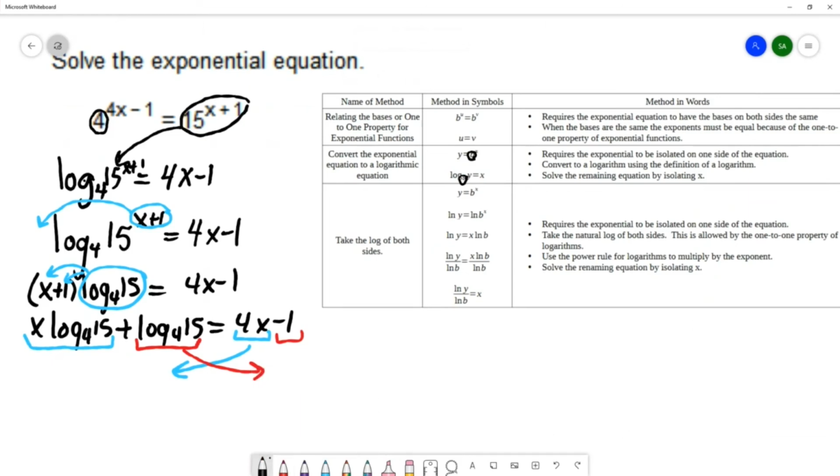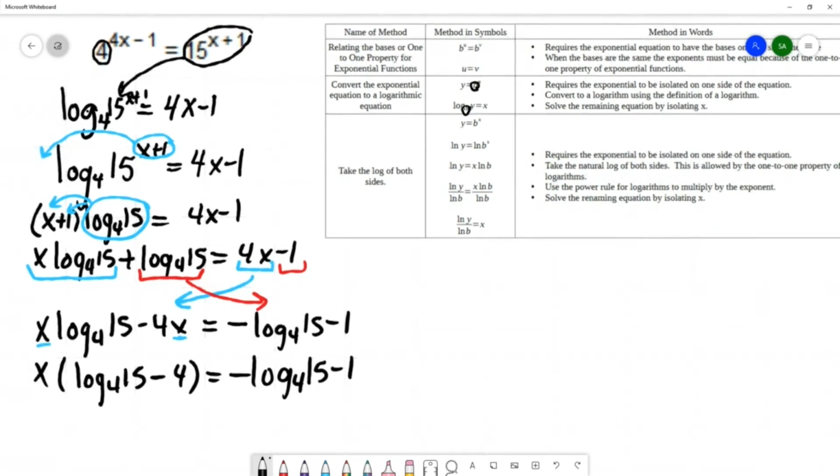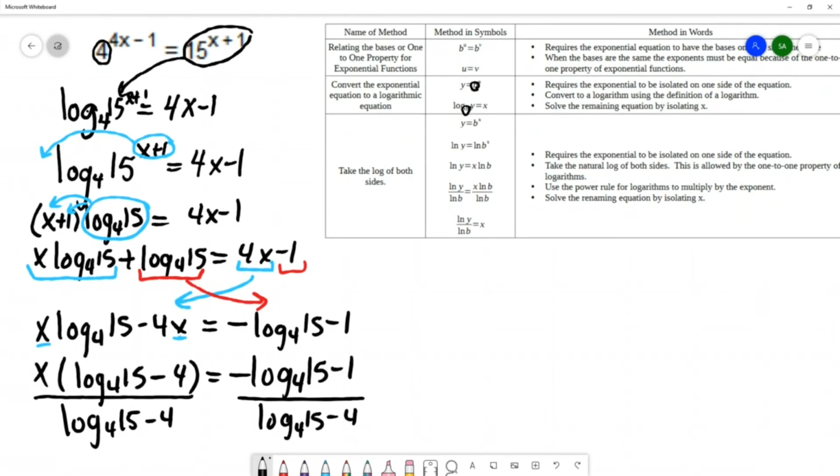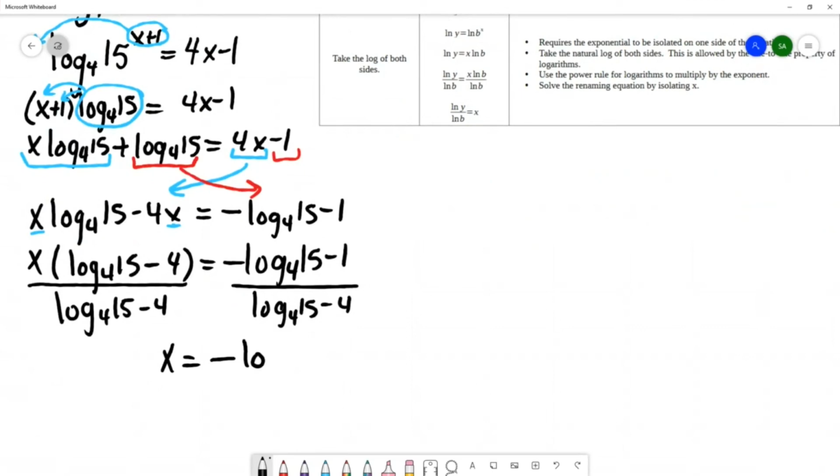So this would give the equation x log base 4 of 15 minus 4x equals negative log base 4 of 15 minus 1. I can now factor out the x that we have in common. That's x times log base 4 of 15 minus 4 equals negative log base 4 of 15 minus 1. And now I can isolate x by dividing both sides by log base 4 of 15 minus 4. So we have our solution being x equals negative log base 4 of 15 minus 1 over log base 4 of 15 minus 4.